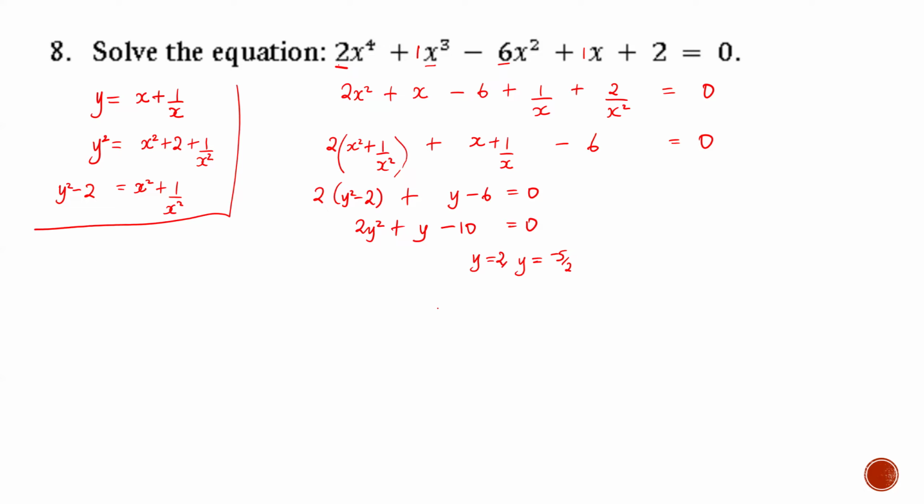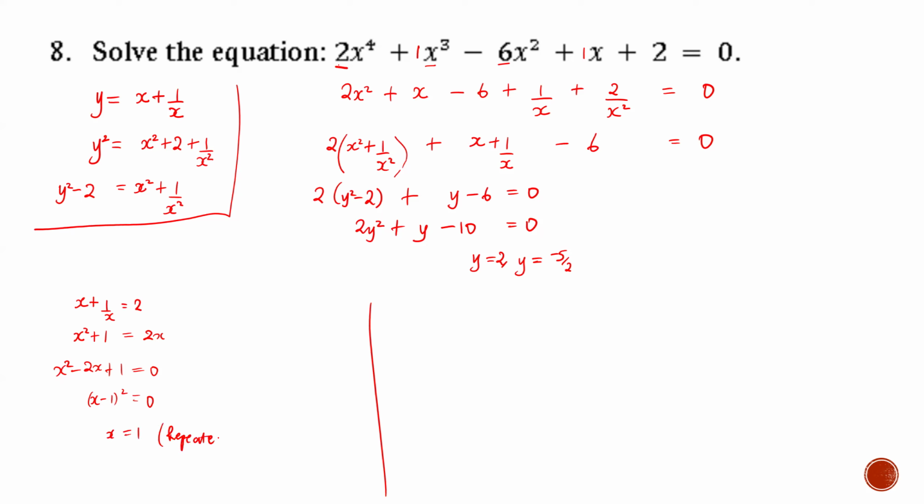Now, for each case, you're going to solve for x. So when y is equal to 2, you're going to have x plus 1 over x is equal to 2. Simplify this: you multiply all through by x, and you have x squared plus 1 is equal to 2x. So x squared minus 2x plus 1 is equal to 0. When you solve this, it's exactly x minus 1 squared is equal to 0, and so x is equal to 1. This is a repeated root.